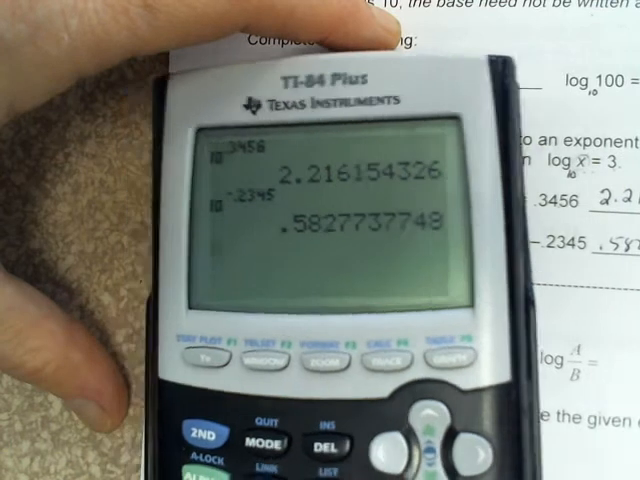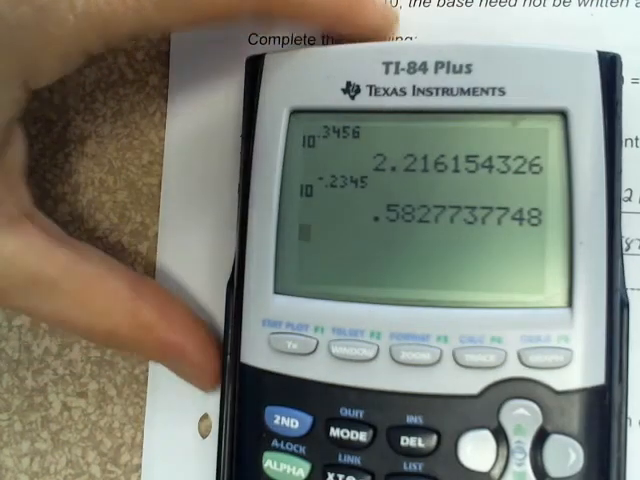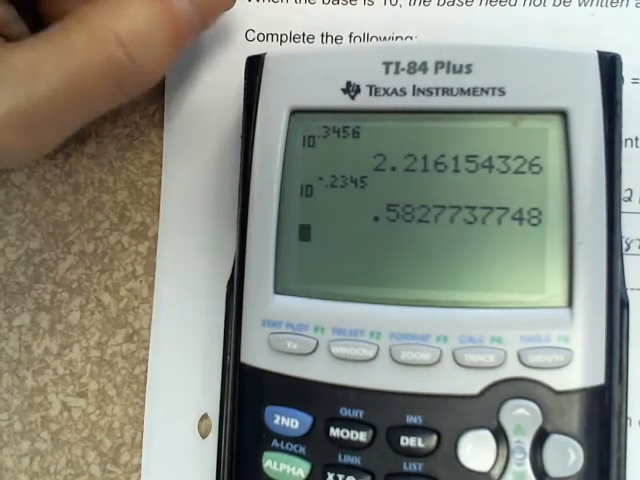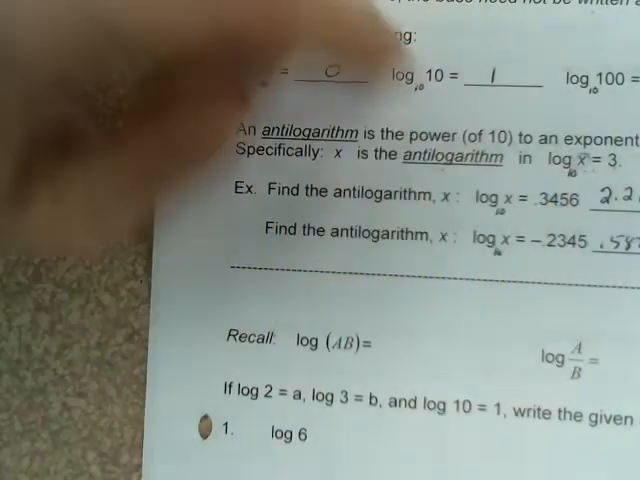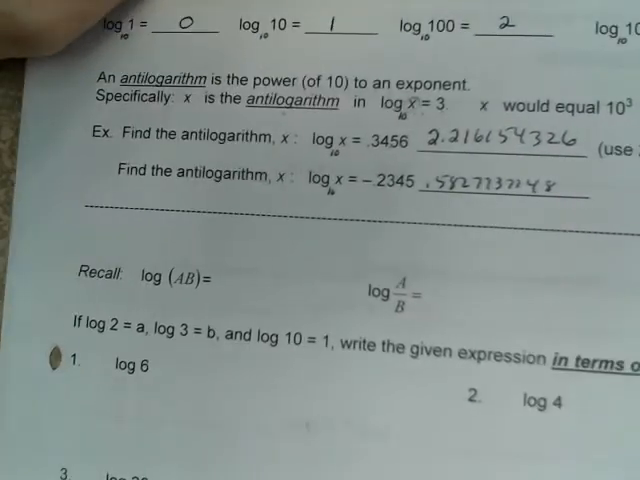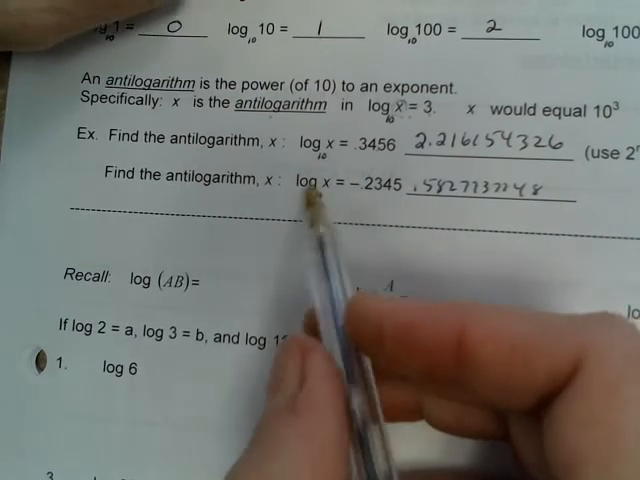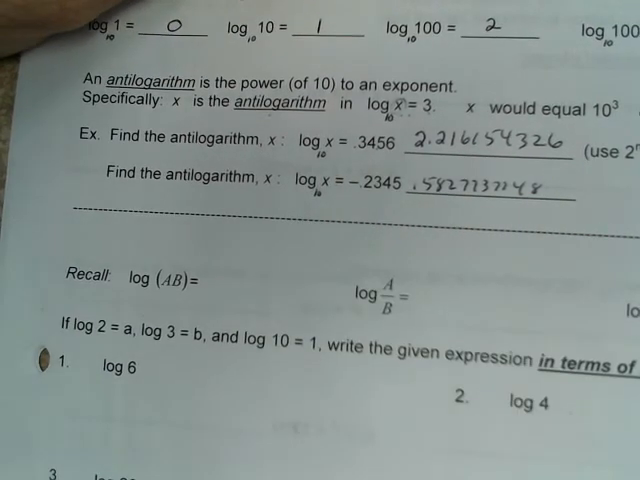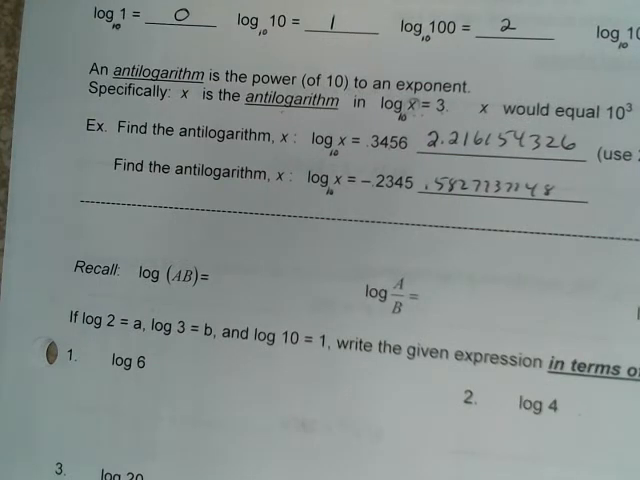and that looks like it is 0.58277377748. And that's all an anti-log is, just 10 to the power of whatever that number is on the other side of the equal sign. So that's it for an anti-log. But you should be able to calculate x if I give it to you in this way numerically. And you have to have a calculator of some kind in order to do this.